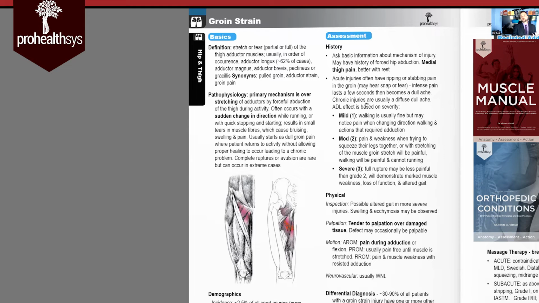When we can go ahead and grade it as well. Okay, so if we have mild, they can usually walk, maybe the most subtle limp, but nothing too major. Everything is working pretty much normally. If they have more pain and weakness, now they're going to have a limp. They don't want to move their legs.